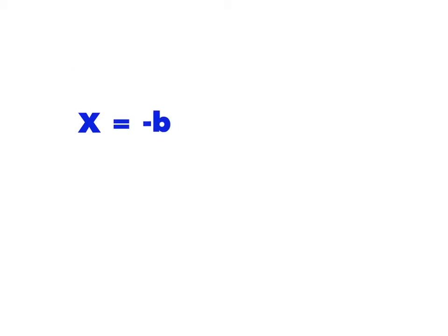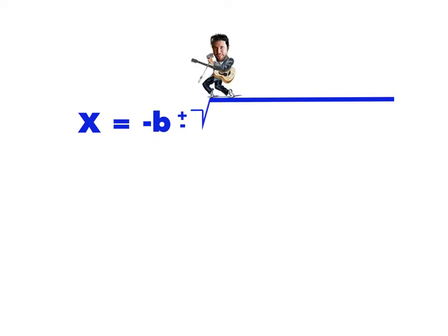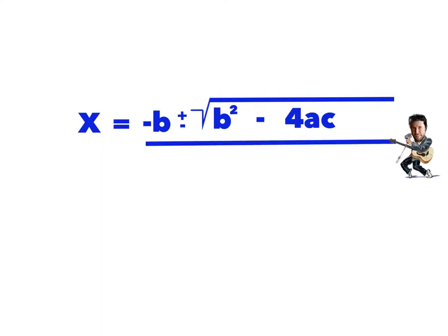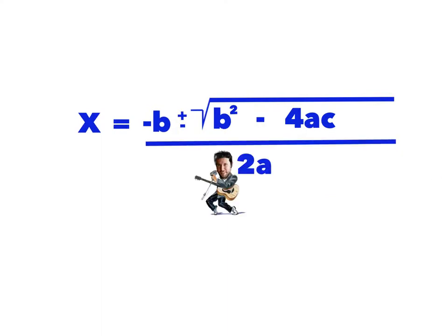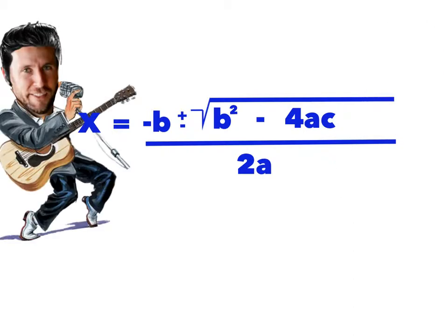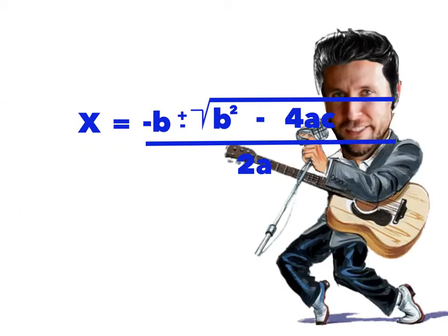X equals negative b plus or minus the square root of b squared minus 4ac all over 2a. And that's how you find the x-intercepts from a quadratic equation.